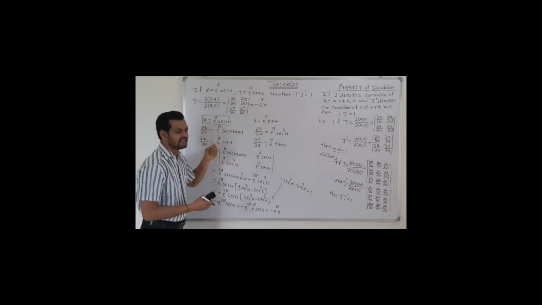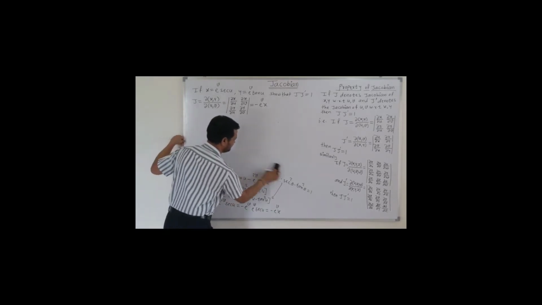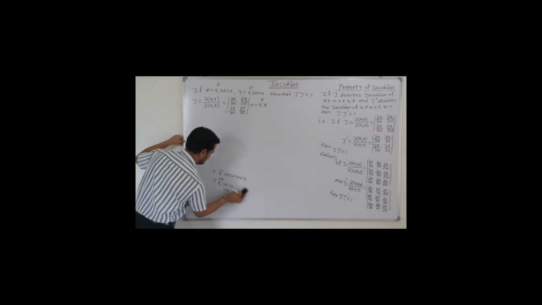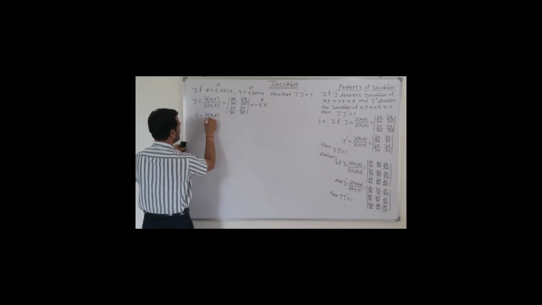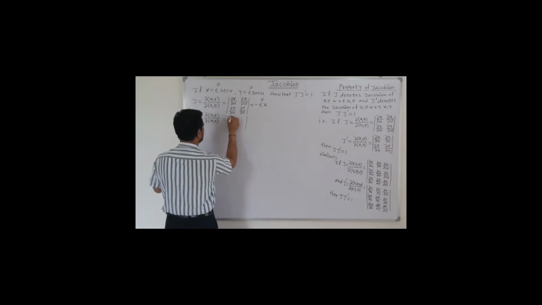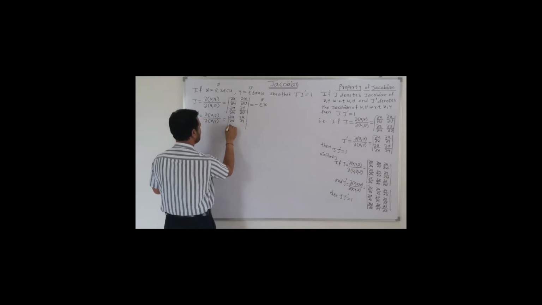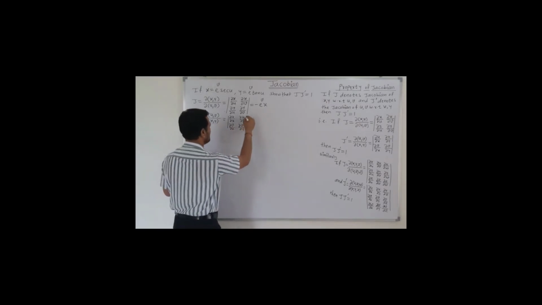Now let's find out the value of z dash. First, let's define the value of z dash. Here z dash is defined as the Jacobian of uv with respect to xy, which according to the definition we can write as the partial derivative of u with respect to x, the partial derivative of u with respect to y. Similarly, the partial derivative of v with respect to x, the partial derivative of v with respect to y. Now just find out this Jacobian.